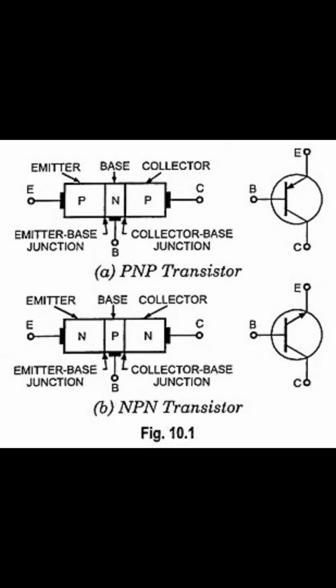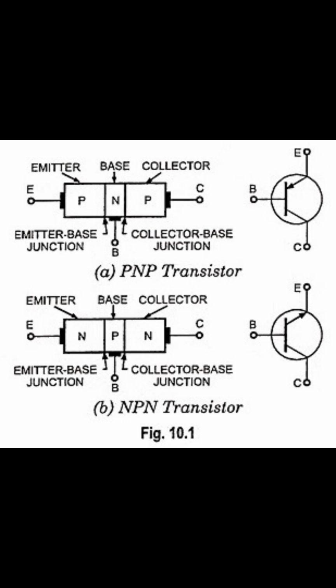Now I'll be looking at the base. The base is the center terminal of the BJT, and its function: the base is typically very thin and lightly doped compared to the other two regions. It serves as the controller of current flow between the emitter and collector. A small current entering or leaving the base allows a much larger current to flow between the emitter and collector, because of its thin size.